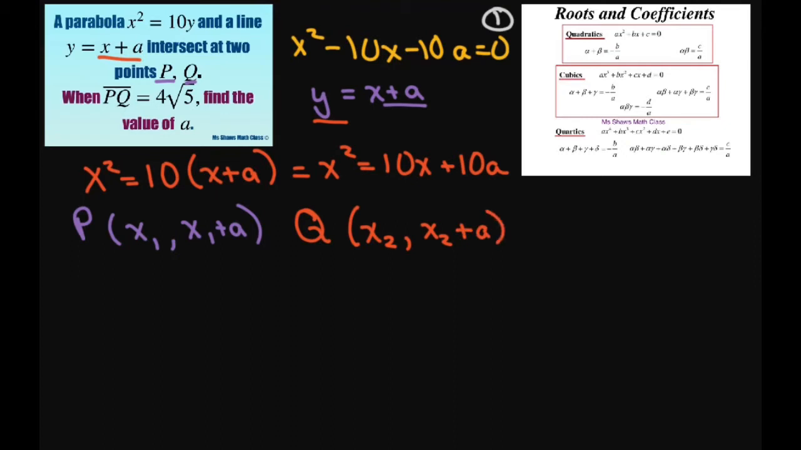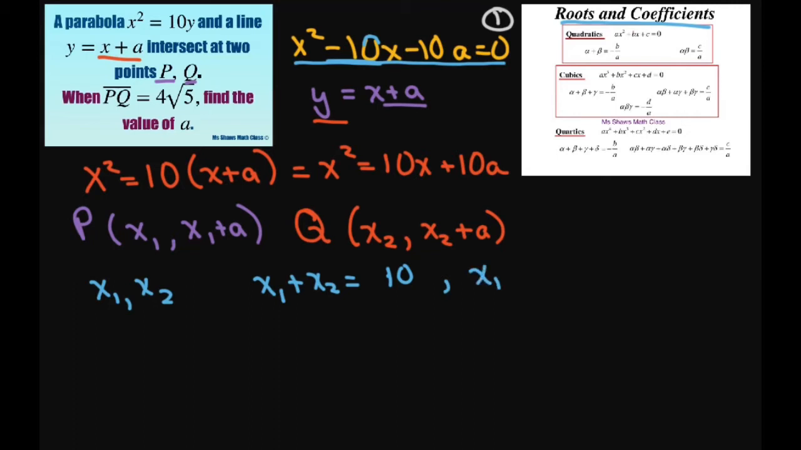So therefore, by relationship between our roots and coefficients, our roots are going to be x sub 1 and x sub 2 of our equation 1 here. So looking at our relationship here, x sub 1 plus x sub 2 equals negative b divided by a. So this is your b, negative 10. So that's going to be positive 10 now divided by 1. And the product of your roots, x sub 1 times x sub 2, is going to equal c over a. So that's going to equal negative 10a, because we have an a here.